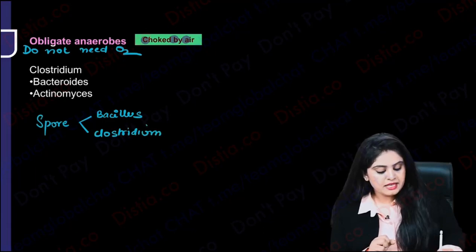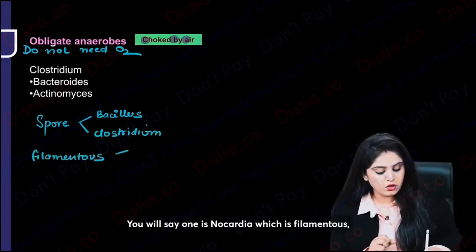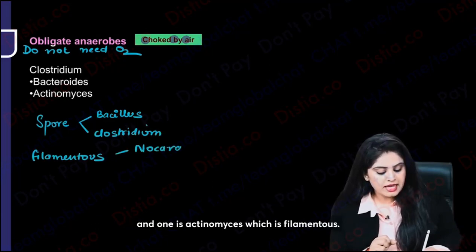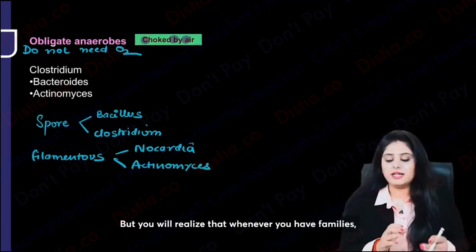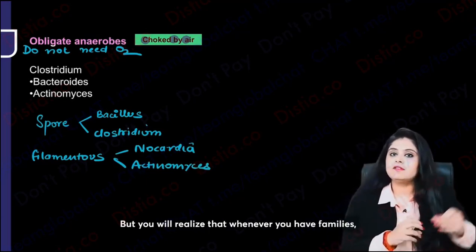One more family: if I ask you which are the bacteria which are filamentous, you will say one is Nocardia, which is filamentous, and one is Actinomyces, which is filamentous. Right now you might not know these. Why? Because you've not read bacteriology, but you will realize that whenever you have families, one is aerobic, one is anaerobic.